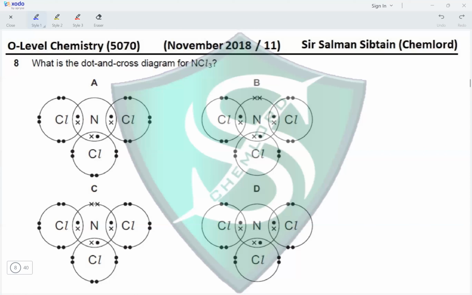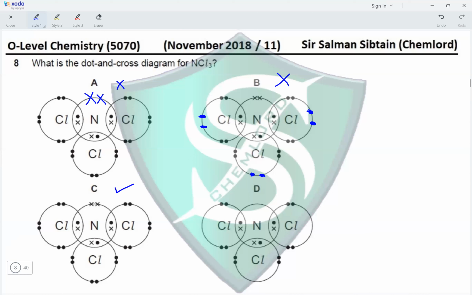In option A, there are 3 nitrogen electrons shown and 2 are missing, making option A incorrect. In option B, we have got 5 nitrogen electrons, but each chlorine has only 5 electrons shown and chlorine has 7 electrons. So for each chlorine atom, there is a pair of electrons missing, making option B incorrect. In option C, there are 5 electrons of nitrogen shown in the form of a cross and 7 dots shown for each chlorine atom, making option C correct.